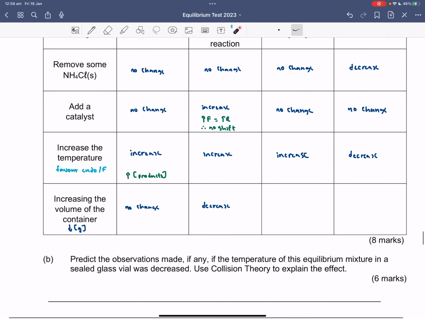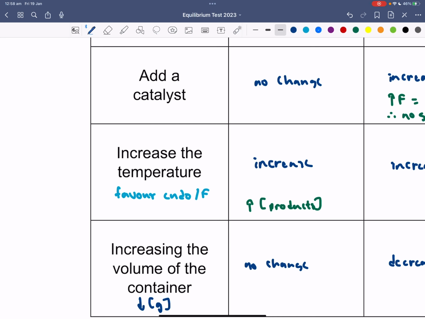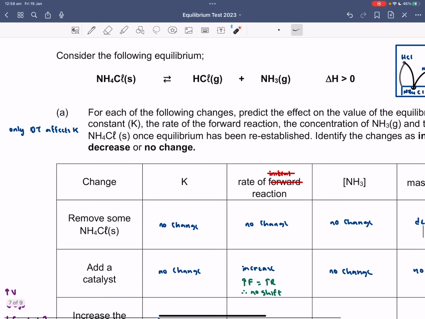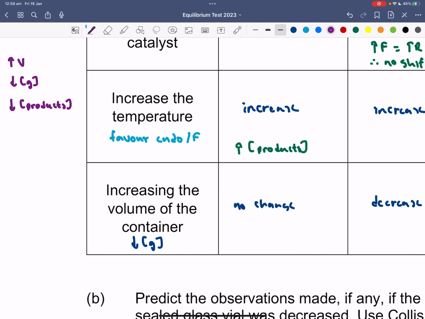All right, now, what most students may initially do is this. So let's have a look at it. Increase the volume of the container. Now, if we increase the volume of the container, I'm just going to write on the side. So we increase the volume of the container, which means we decrease the concentration of gaseous species, which means in this case, we decrease the concentration of products, not reactants, because the reactants don't have a concentration. We just agreed NH4Cl solid does not have a concentration. So if there is a decrease in the concentration of products, there is a decrease in the reverse reaction rate, okay? And no effect on the initial forward reaction rate.